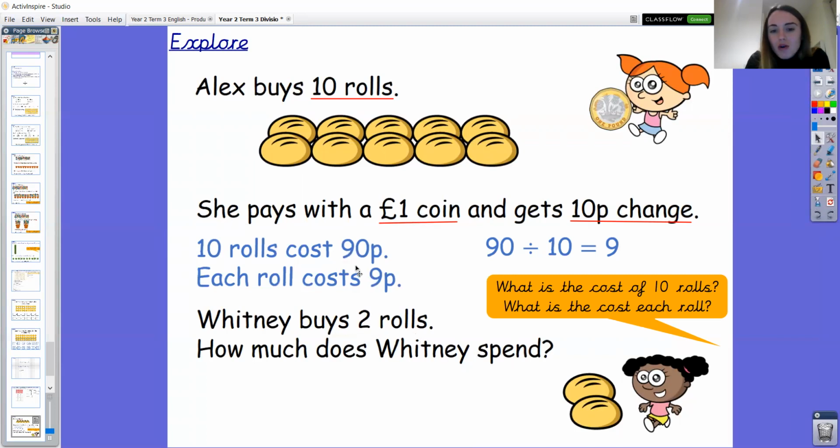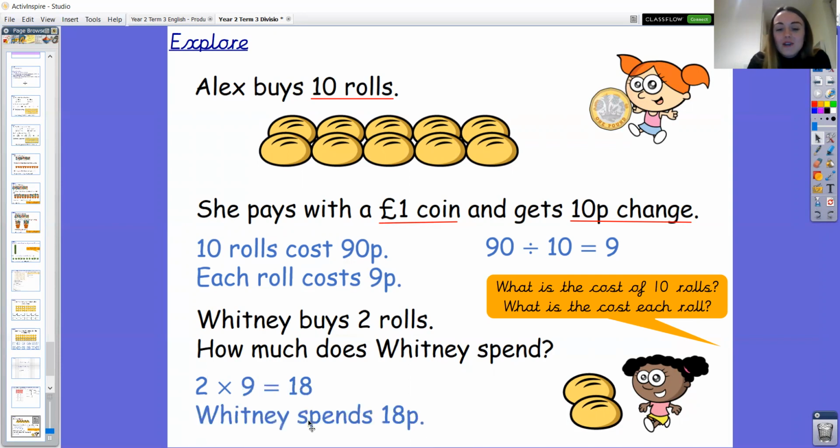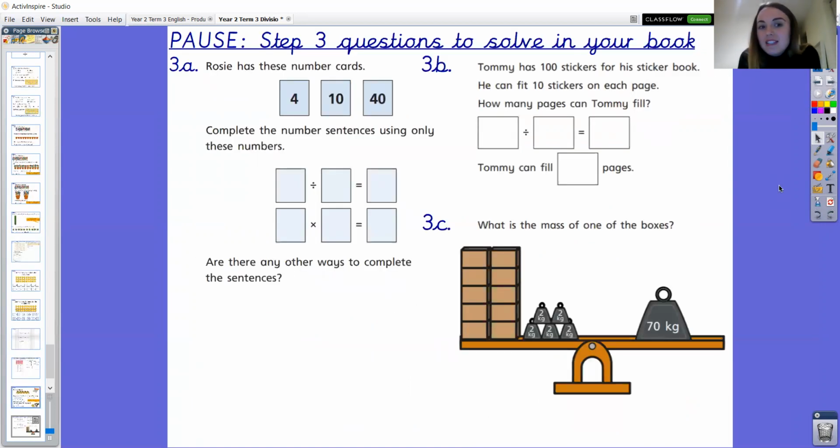2 rolls and each roll costs 9p. Brilliant. 2 times 9 equals 18. So Whitney spends 18p. Should we read that together? 2 times 9 equals 18. Whitney spends 18p. Brilliant. Well done, Year 2. Okay, so on your screen now, you can see 3A, 3B, and 3C. So please pause the video here to solve these questions.